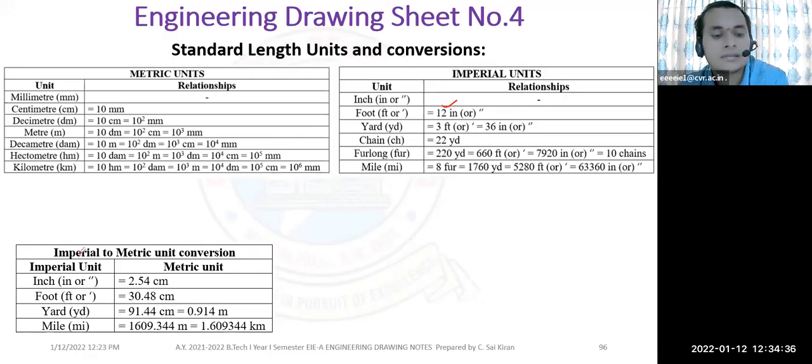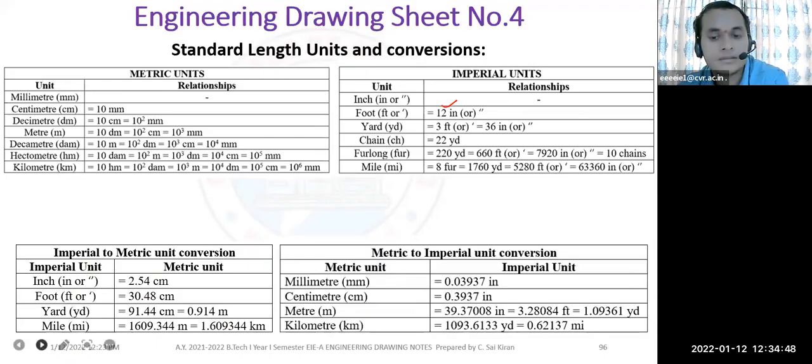In the exam, they can ask either imperial units or metric units. If they ask in imperial units, because in India we use metric units, you have to convert that imperial unit into metric units. Next, the same thing in reverse, metric units into imperial units.